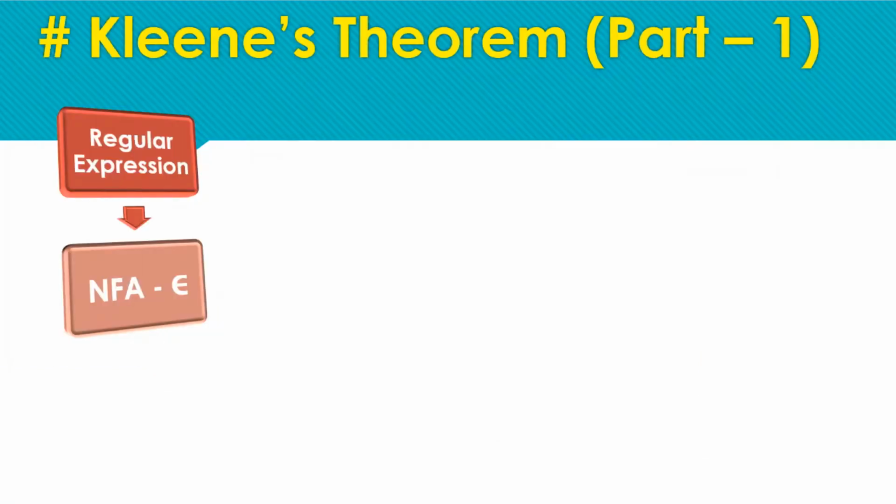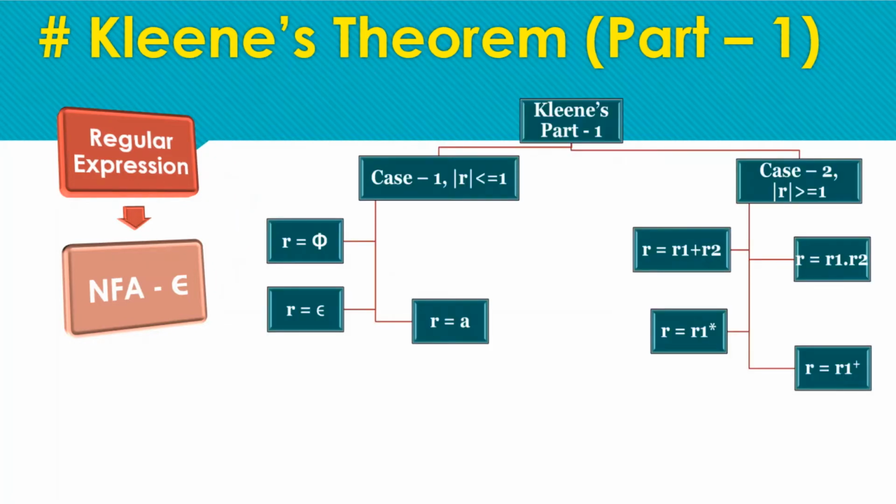Kleene's theorem part 1 is all about the conversion of the given regular expression to the NFA with epsilon closure. We are just taking an overview of Kleene's theorem part 1 before starting with the examples, because all these rules are going to be used in the examples. Kleene's theorem part 1 has two cases, where the length of the regular expression is less than or equal to 1 and where it is greater than 1.